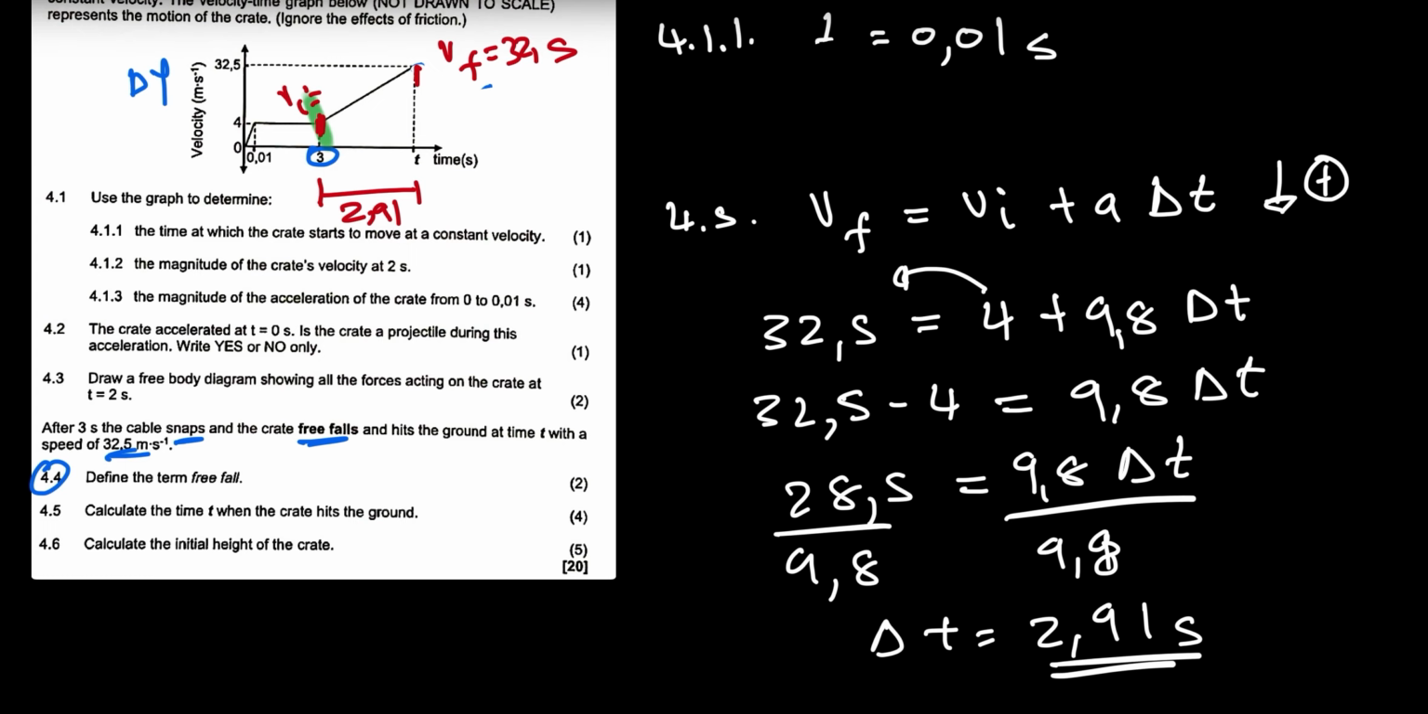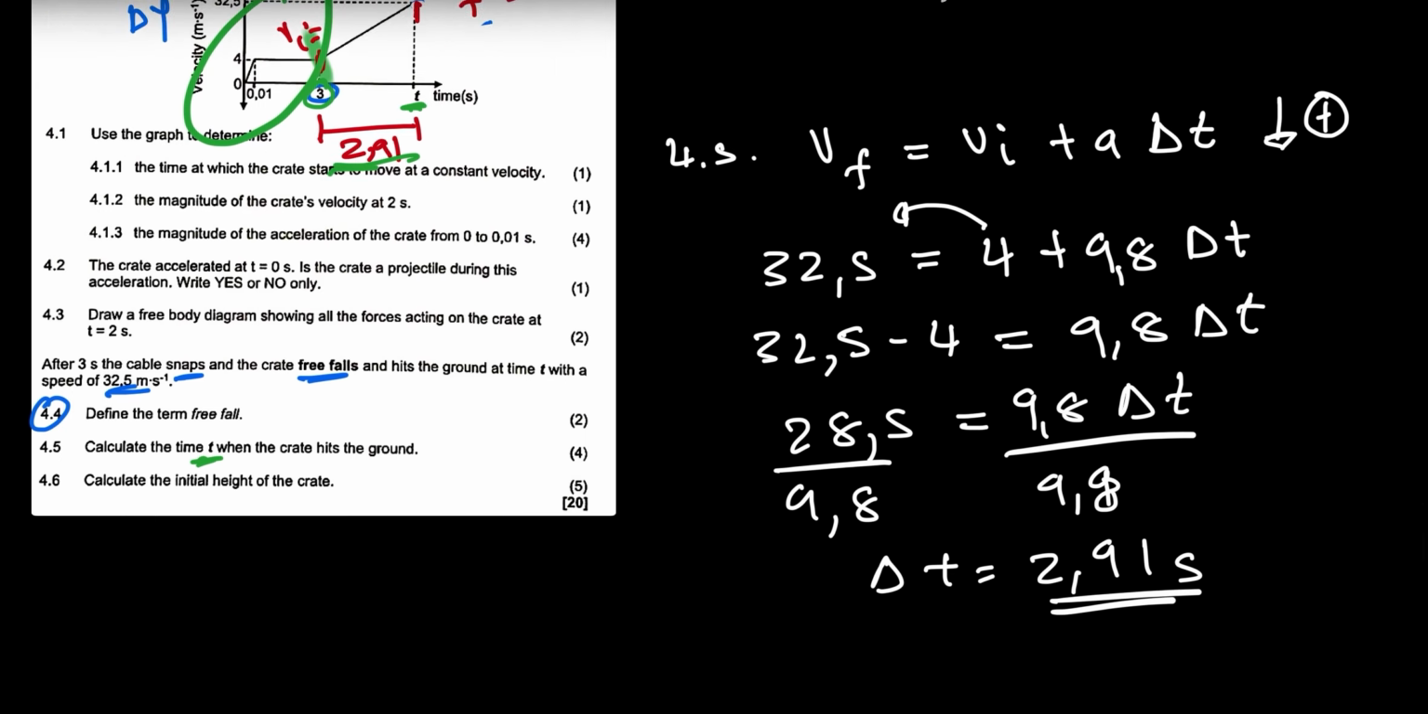This is the change in time that we get from this point to that point, 2.91 seconds. But remember, the question said we must calculate the time at t. So the time at t should be 3 seconds plus that, because we have to add that 3. We did not neglect that initial motion that happened. We just have to add the time, and then we get the time at t. So t is equal to 2.91 plus 3, which should give us 5.91 seconds. So the time at t should give us 5.91 seconds.